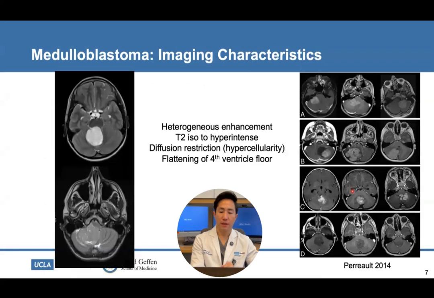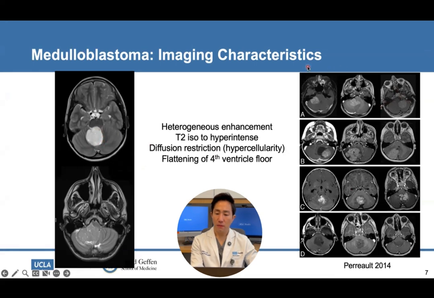On imaging, medulloblastomas demonstrate heterogeneous enhancement. Typically on T2, they are iso-intense to hyper-intense. They restrict on diffusion due to their high cellularity, and as mentioned before, because these tumors are coming from the fourth ventricle roof or the parenchyma of the cerebellum, they flatten the fourth ventricle floor rather than appearing to infiltrate it.